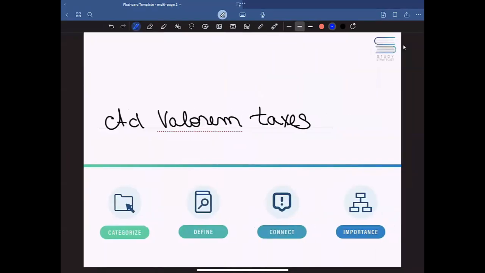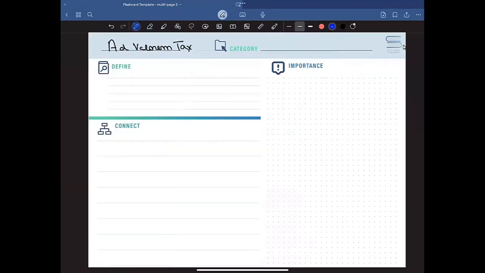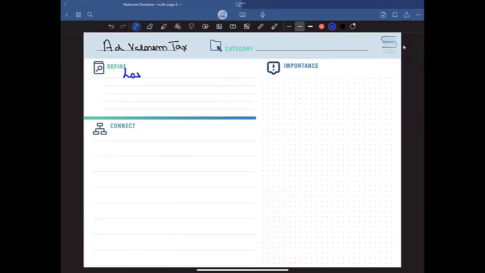Hey, ad valorem taxes. You said this word earlier, and it's also Latin. This is another Latin term. Do you know what it means in Latin? To add value, or according to value. Okay, according to value. So I'm going to call this category taxes.